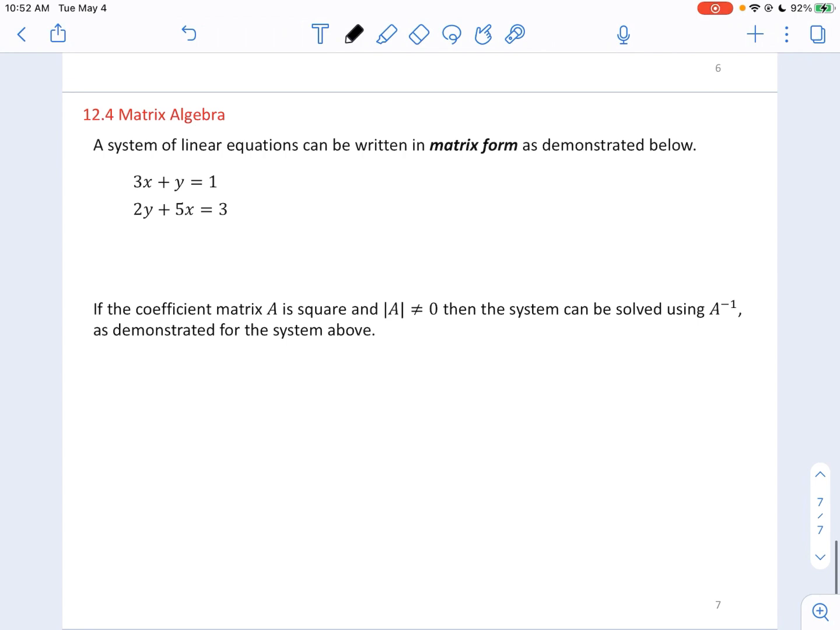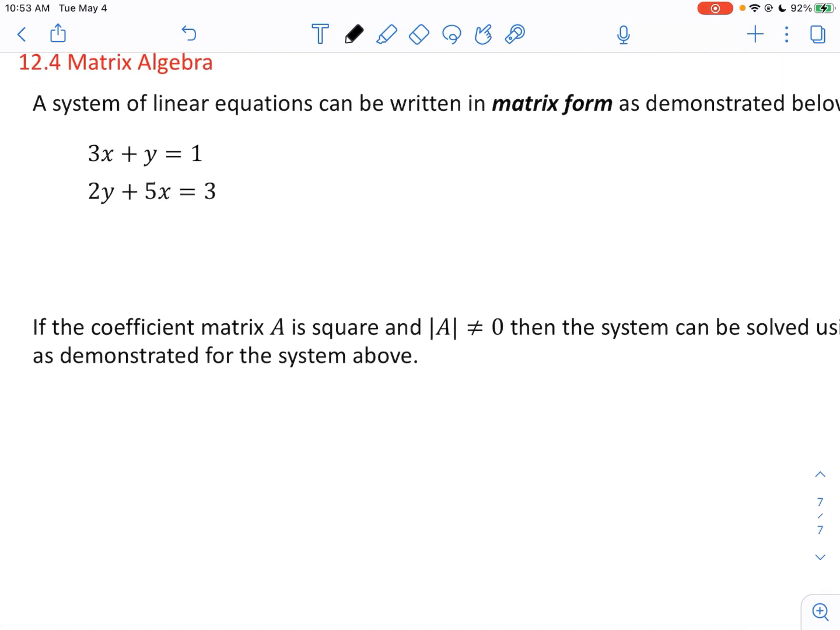A system of linear equations can be written in matrix form as demonstrated below. So we have 3x plus y is equal to 1, and 2y plus 5x is equal to 3. Our goal is to write this in the following form: some sort of matrix A, which is going to be a 2x2, times a 2x1 vector of variables x, and will be equal to a 2x1 vector of constants. We'll call that vector B.